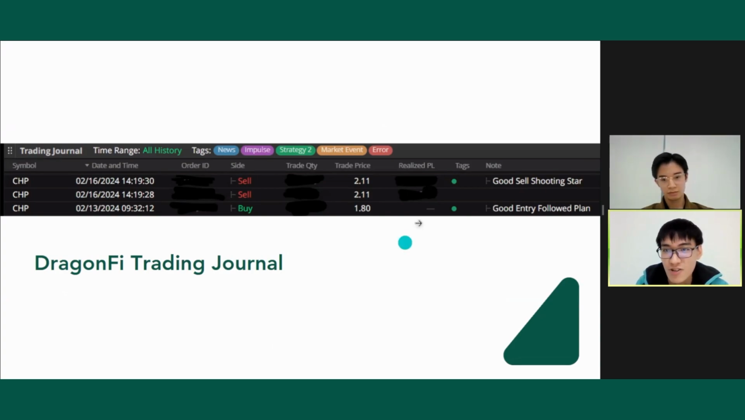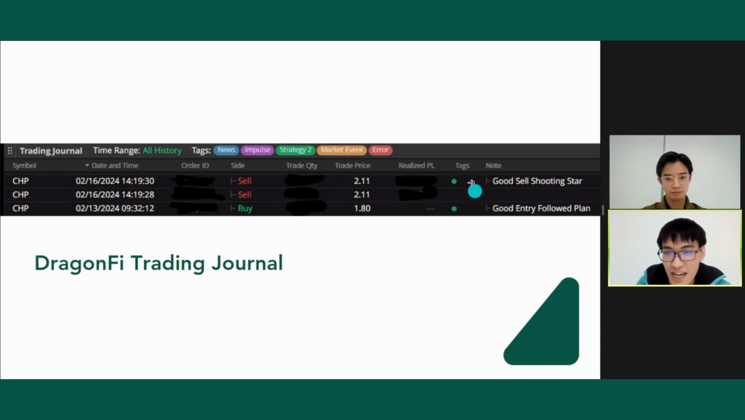So if you just want to write like mental notes per execution, you can put it here. So sample here, CHP, if you bought, you can add a note, good entry, or like if you did a good sell, you can put a note, good sell, then whatever note you have. So this also works too if you just want to jot down what you were thinking at that time. So I highly recommend using the Dragonfly Trading Journal.